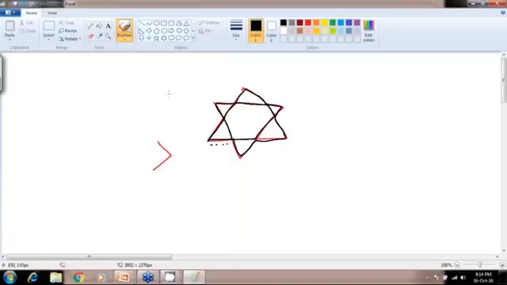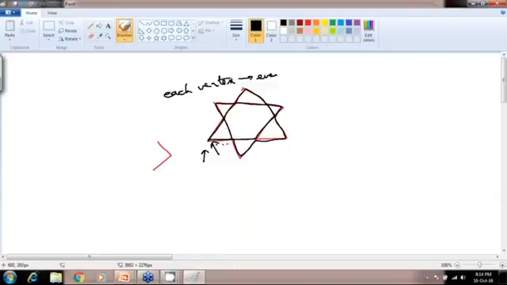Here the degree of each vertex was even. So when the degree of every vertex is even, then we can see that we start from a point and we end at the same point. So it's an Eulerian circuit.